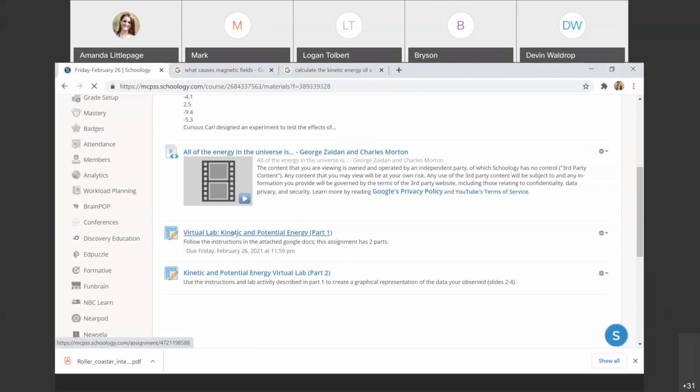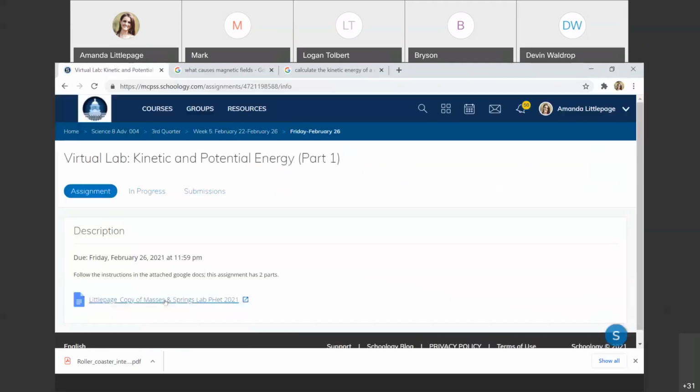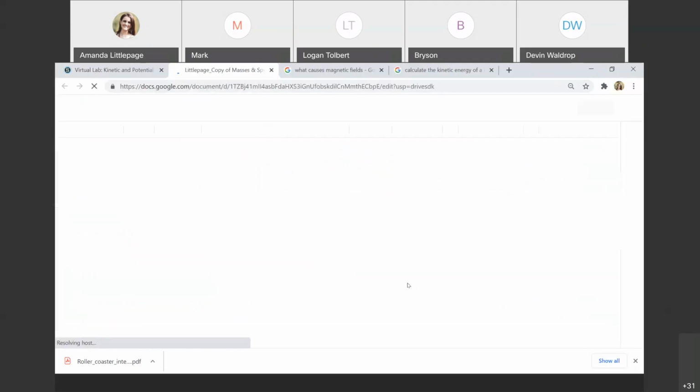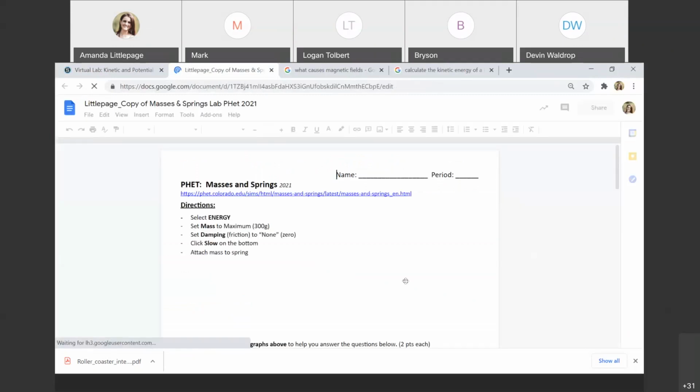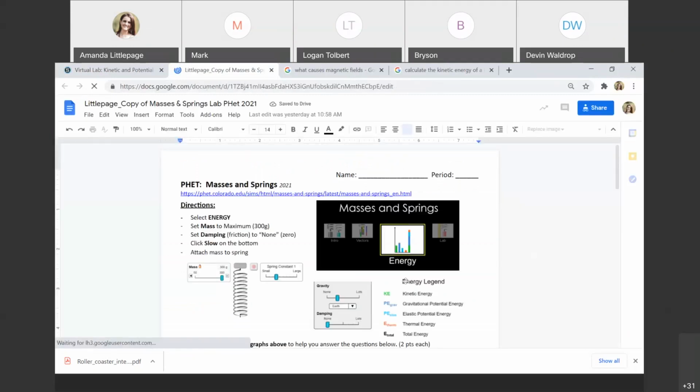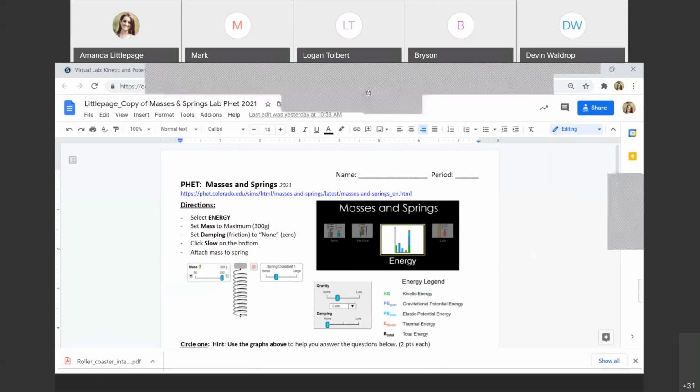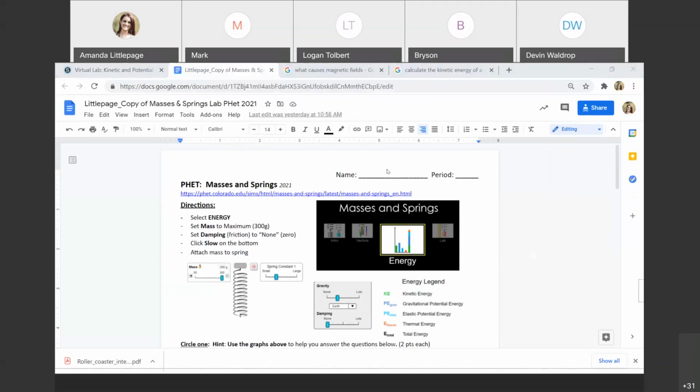Let me open this up and show you what it looks like. When you open up the Google Docs, and this should also be posted in the classes for those of you who are at home right now, those of you who are on quarantine, even if you're in 3rd period, 1st period, 5th, 6th, whatever, these should be available in those folders. When you open this up, it says masses and springs, and this is going to relate to potential and kinetic energy and how that relationship changes.